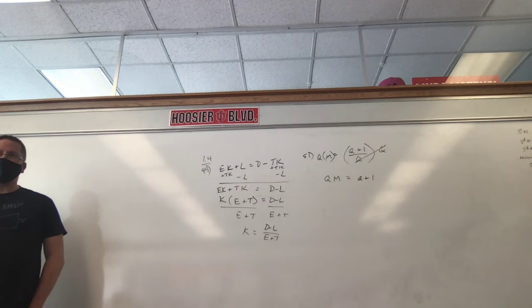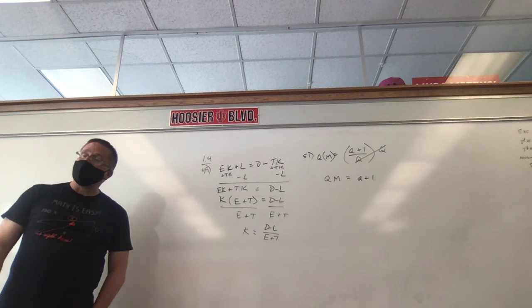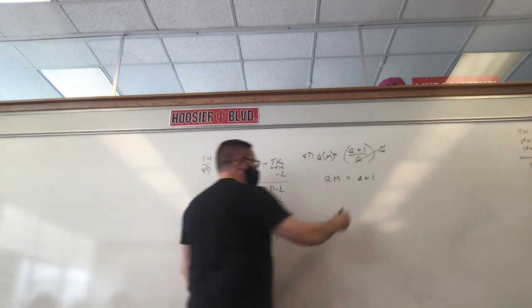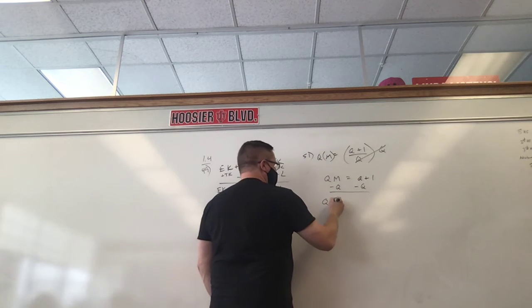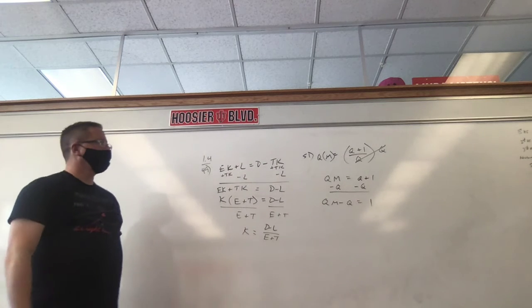Think back to the last problem. What's our next step and why? Minus Q. Why would you minus Q? Because you want to get all the Q's on one side. You're going to move the 1 also? No, because there's no Q. So minus Q to each side. So we have QM minus Q equals 1. Then what?